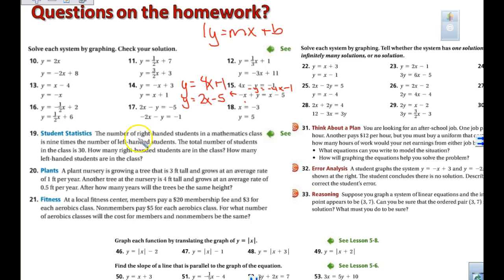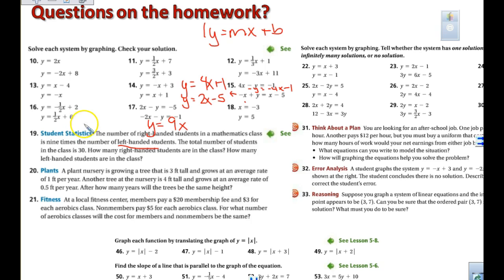In 19, it says the number of right-handed students in math class is 9 times the number of left-handed. If we are thinking about that equation, what do you want to use for your variable for right-handed people? X or y? X? Or do you want to use y? Some of you use y, some of you use x. If I was using y, Georgia, what does my equation look like? Y equals 9 times x. 9 times the number of left-handed.